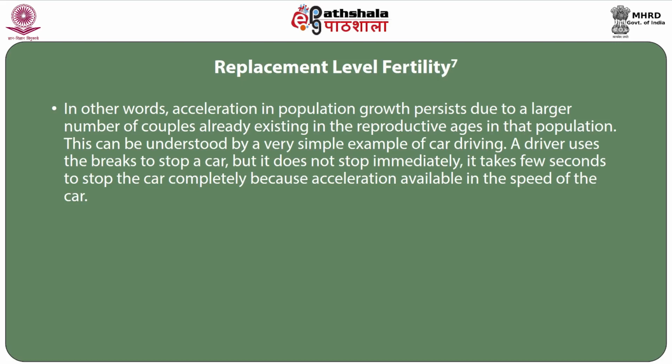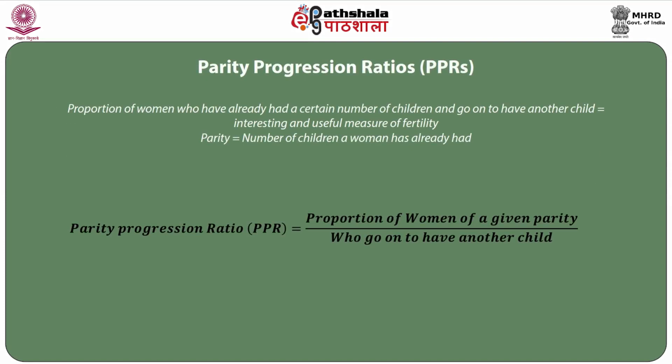Another important indicator is the parity progression ratio, commonly referred to as PPR. The proportion of women who have already had a certain number of children and go on to have another child is an interesting and useful measure of fertility. Parity refers to the number of children a woman has already had. The parity progression ratio, PPR, is equal to the proportion of women of a given parity who go on to have another child.